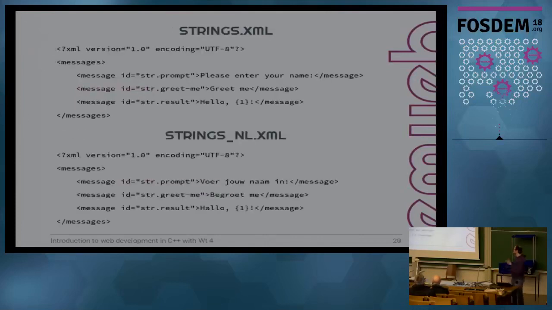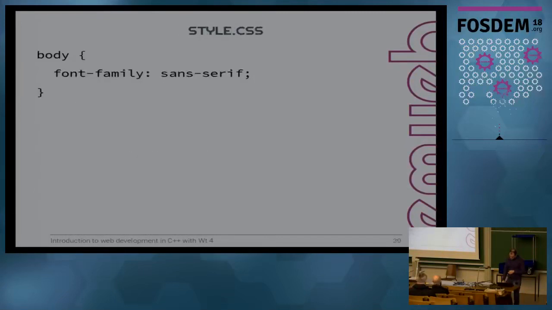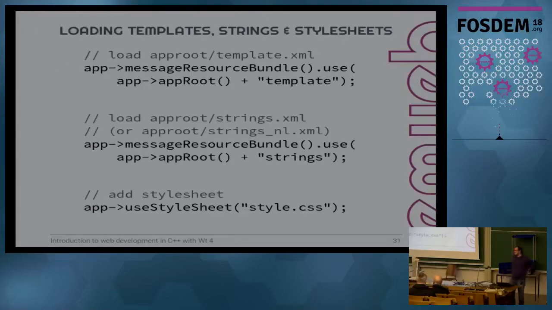And the strings.xml file is actually the same kind of file. It also has messages on the outside, and then you define all of your different translations that way. And our style.css is just simple, it sets the font to sans serif. And then when you want to load your style sheets, you have to use the message resource bundle of the app and call the use function, and then you give it the path to the app root, which you can retrieve with the app root function. And then you add templates or strings to load the strings. You don't need to add the .xml, that will be added automatically. And you'll notice that there's no loading of strings_nl. It will also automatically load that when it detects that the locale is Dutch. And then you can also add a style sheet with use style sheet.